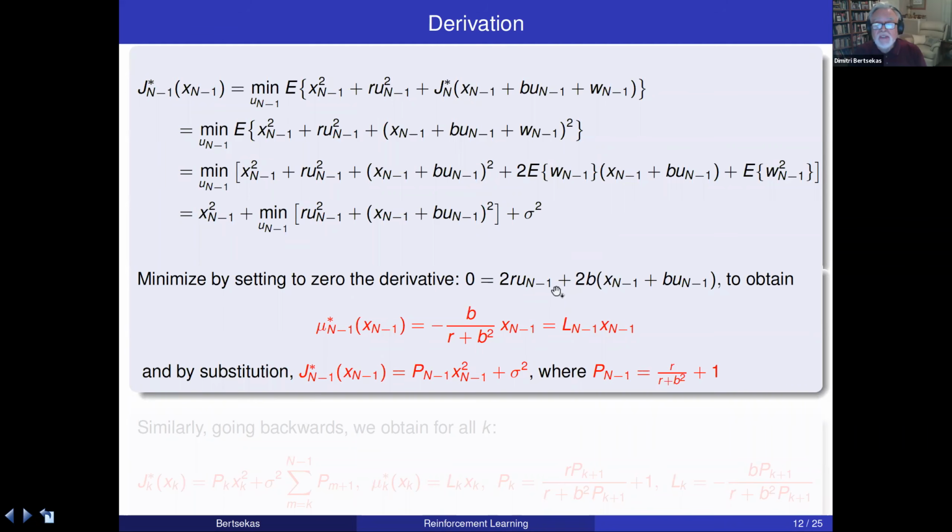Okay. So by setting the derivative to 0, we obtain the optimal policy at the last stage. It is linear, as you can see from here, linear in the state. And we can write it like so, with LN-1 being the negative of this fraction here.